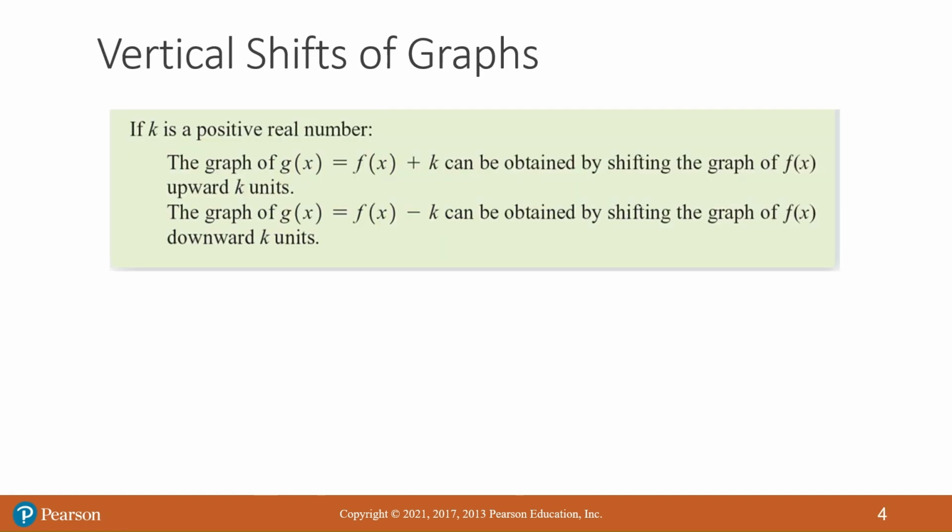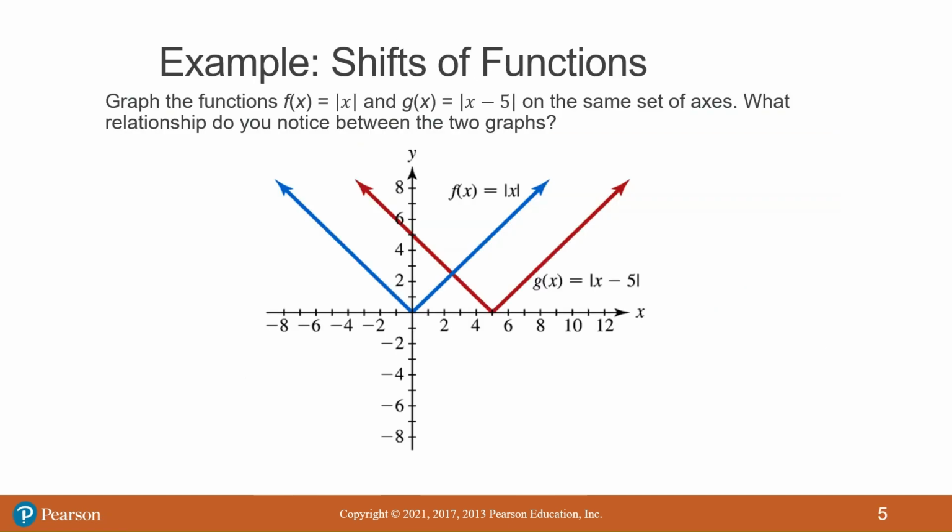Which brings us to the definition for the vertical shifts of graphs. If k is a positive real number, the graph of g of x equals f of x plus k can be obtained by shifting the graph of f of x upward k units. The graph of g of x equals f of x minus k can be obtained by shifting the graph of f of x downwards k units. So a plus on the outside is up, a minus on the outside is down. Let's look at left and right.